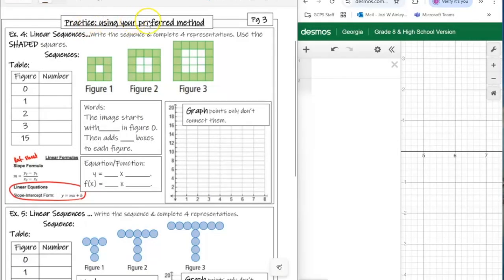So now you're going to practice using a preferred method, whether you're going to do it by hand or by calculator. I'm going to go through this a little bit faster now that we've reviewed the 8th grade. I'm going to introduce you to what you're going to see in 9th grade, but we're going to do this in depth a little bit later on. I just want to make the connection real quick.